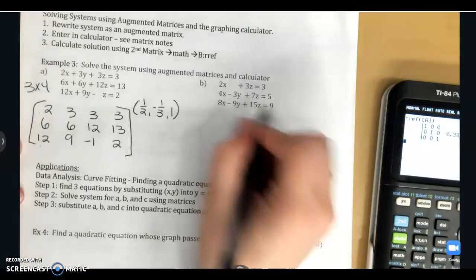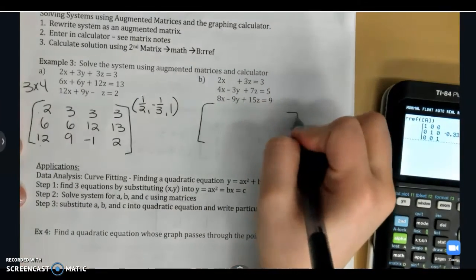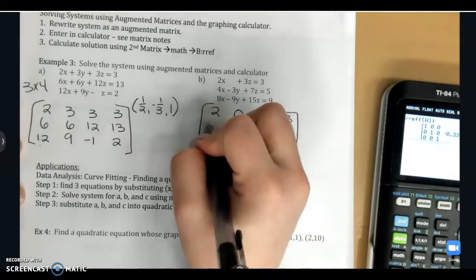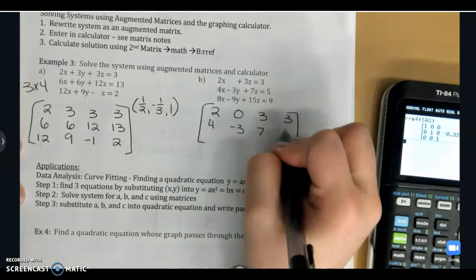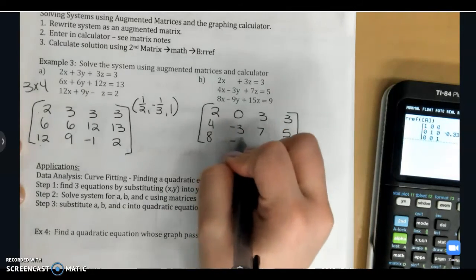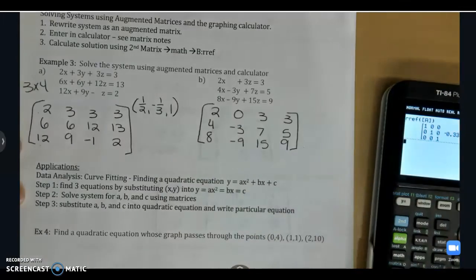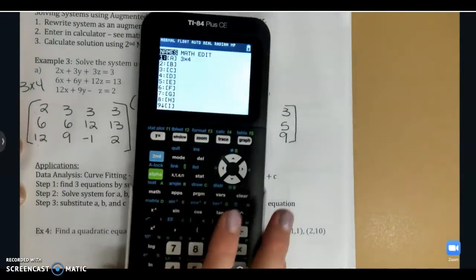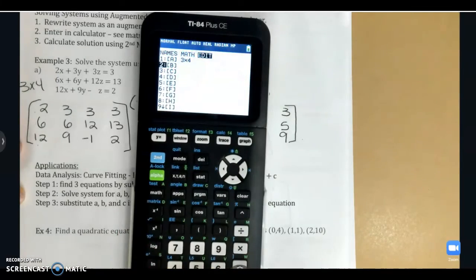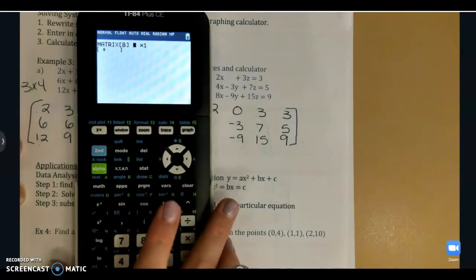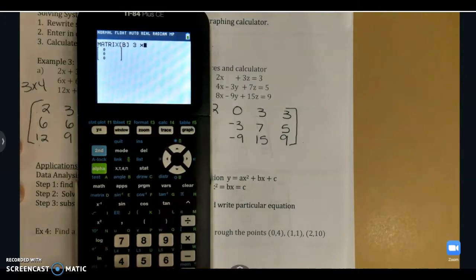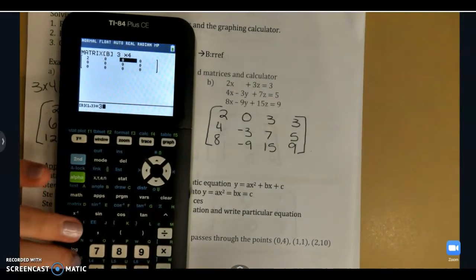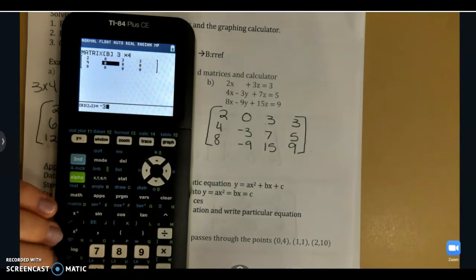Now let's practice this again with our example B here. X, y, z, constant; x, y, z, constant; x, y, z, constant. So we're going to go back into our matrix menu, second matrix, edit, and we can put this one in matrix B actually, and we can keep matrix A. So this one's also a 3 by 4, and we're going to type in our values.